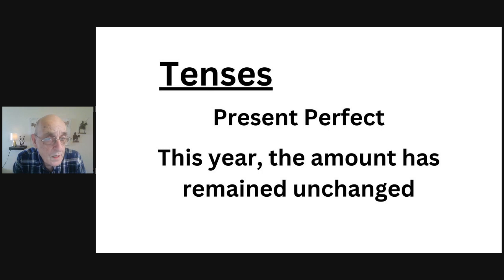Another one that we can use is present perfect. And we often use present perfect when we want to connect the past with the present situation. So we are starting with talking about the present, this year. And then we describe what's taken place or what happened leading up to this year. This year, the amount has remained unchanged. So there wasn't any change leading up to this year. And so we'll just say the amount has remained unchanged.